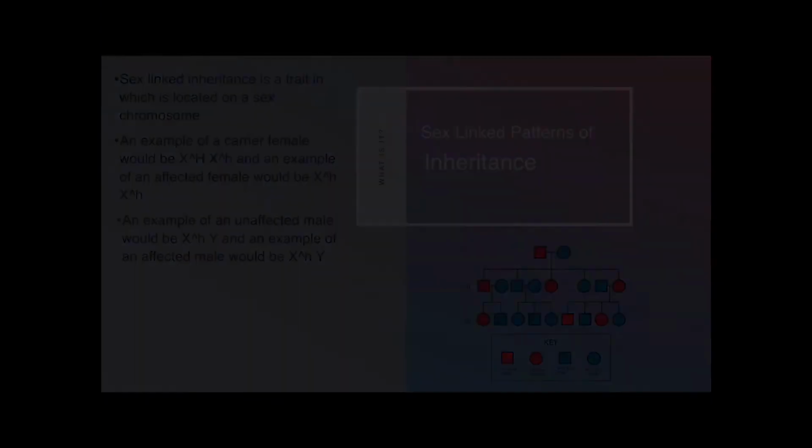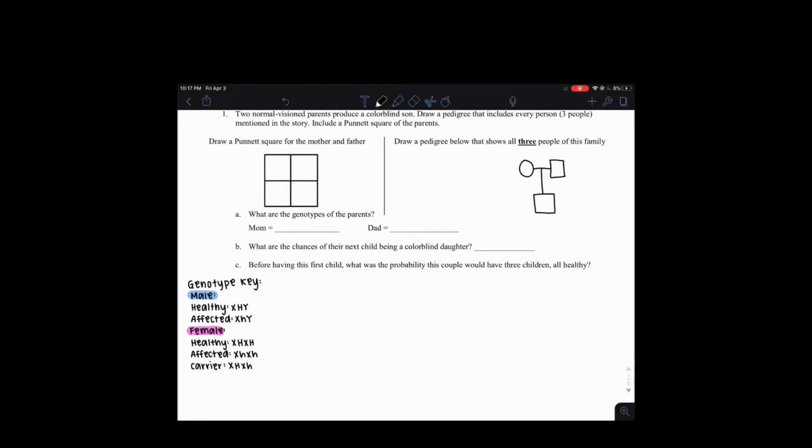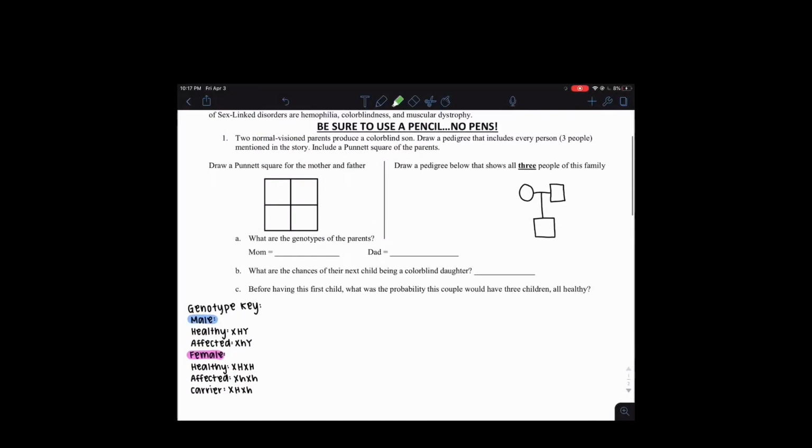Sex-linked inheritance sample problem. Two normal vision parents produce a colorblind son. Draw a pedigree that includes every person mentioned in the story. Include a Punnett square of the parents.